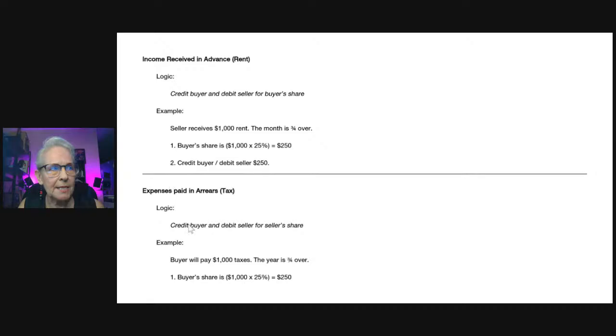So here's an example, right? The buyer is getting 250 because the seller has owned the property for 3/4 of the month. So they get to keep 3/4 of the rent. 250 gets conveyed to the buyer.